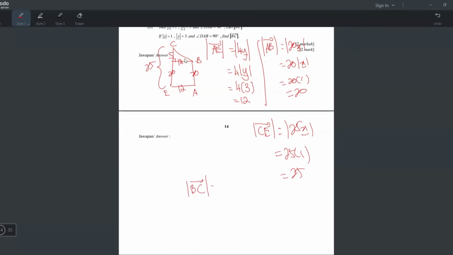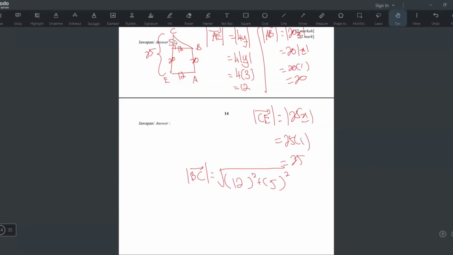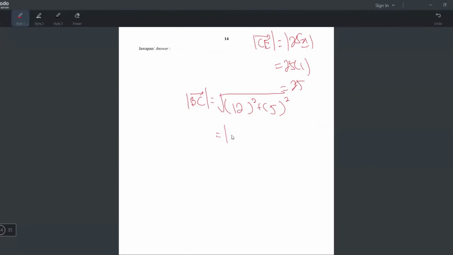Use Pythagoras theorem, because this is a right angle triangle and you're finding the hypotenuse. So it is the square root of bracket square plus bracket square, and then 12 and 5. Why add? Because you are finding the longest side of the right angle triangle. Okay, press this, you get 169.